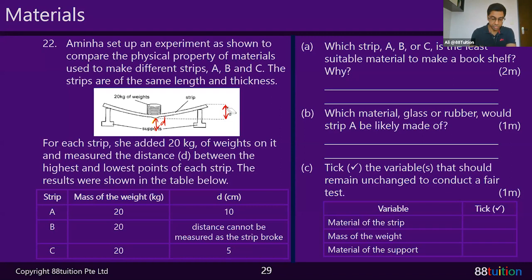So now it changed, we measure here. So if this is a bigger number, then it's more flexible. Am I right? So that's the key part. Okay, it's more flexible. So we can look here, the mass of the weight and the distance, 10 and 5. So the most flexible is the one which gives the highest distance.